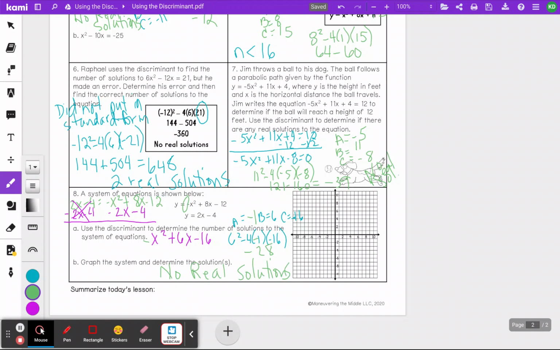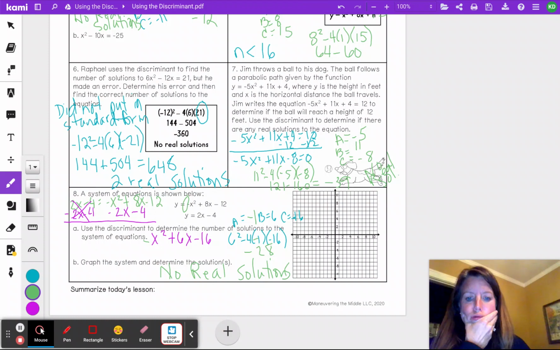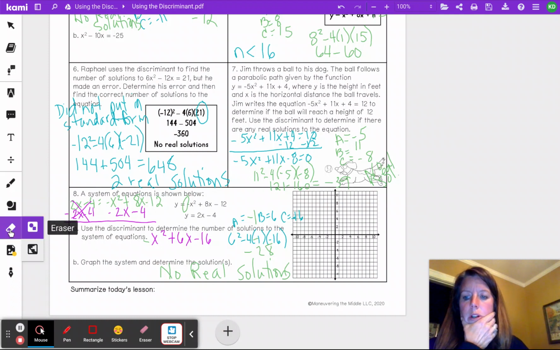What? This is still not coming out right. I'm doing something wrong. What am I doing wrong here, guys? Come on, one of you all. This is when I wish I was in class. What did I do wrong? 6x, negative x squared. So subtract 2x.